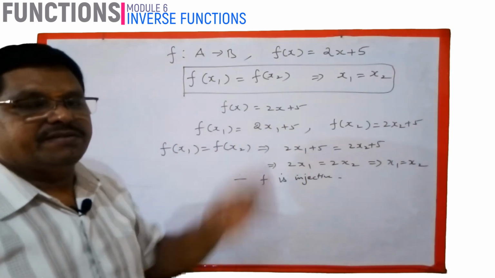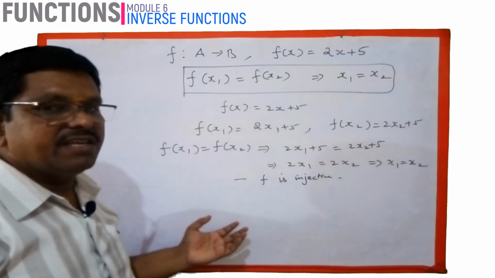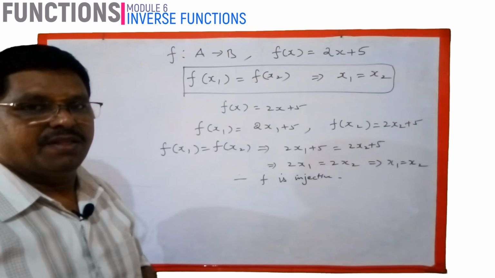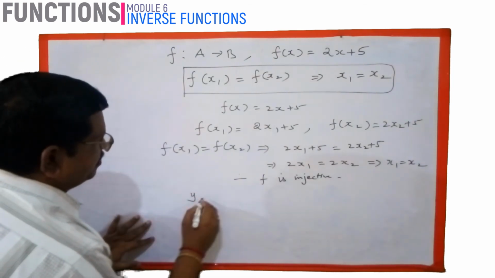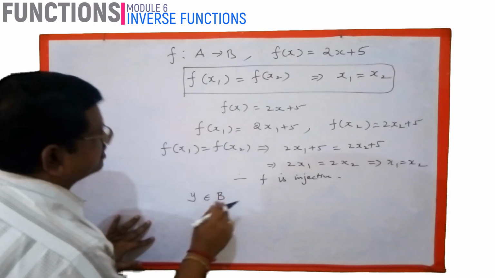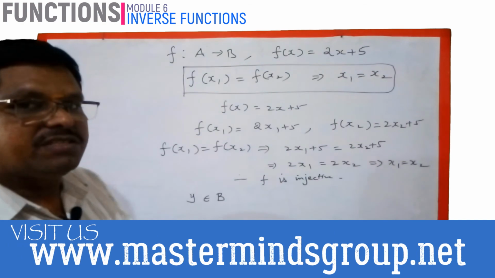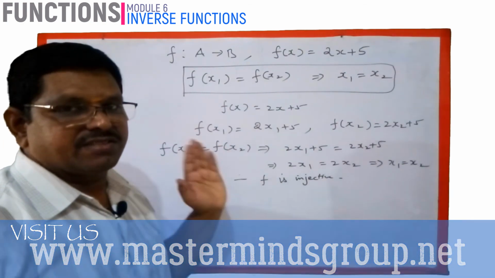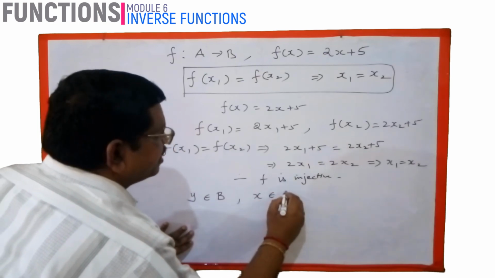Case 1 is over. Now what is case 2? We have to prove whether this function is onto or not. Now let me take one element, say that element is y. Y belongs to the second set B. What is this y? Y is the image of x. So where will that x be? x will be in A.